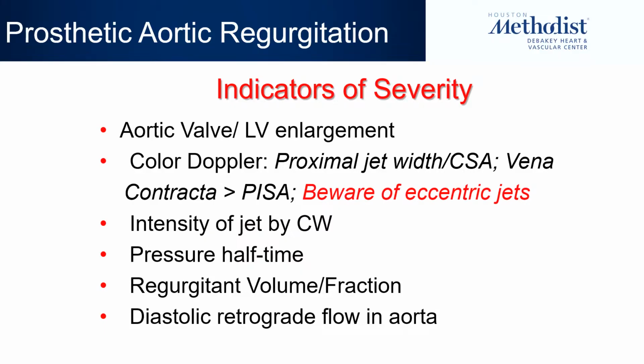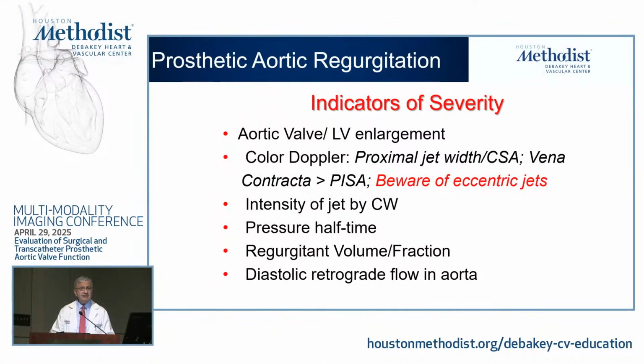So indications of severity, aortic valve, LV enlargement. Remember that some of these patients may have LV enlargement to start with because of their intrinsic disease that required a valve replacement. So you want to take a look at that, and particularly over time. Take a look at the proximal jet width, vena contracta, PISA, beware of eccentric jets, intensity of the jet, pressure half time with its own limitations. If you can calculate regurgitant volume and fraction, I think that's probably the most solid of them all.